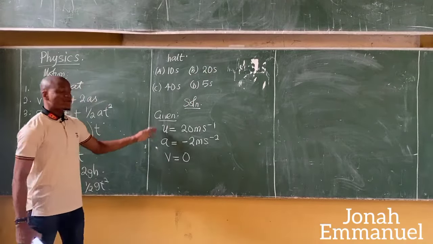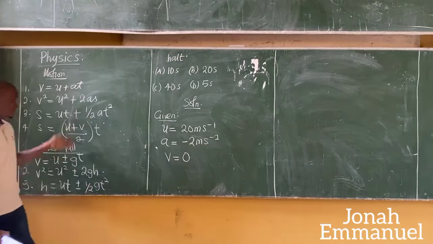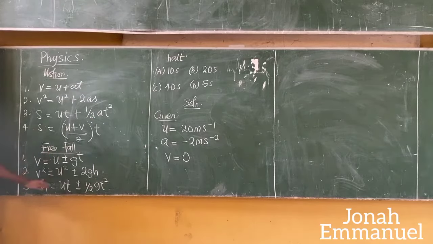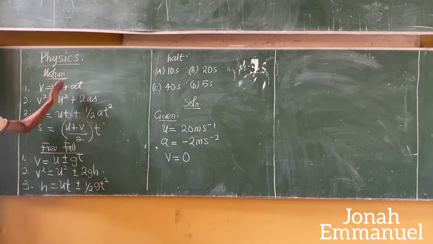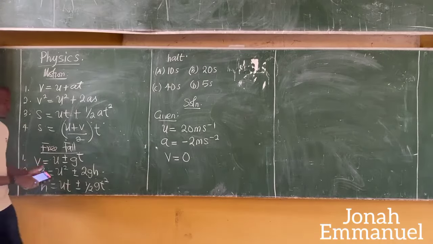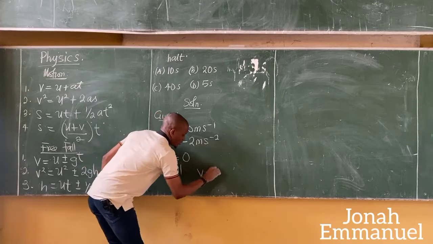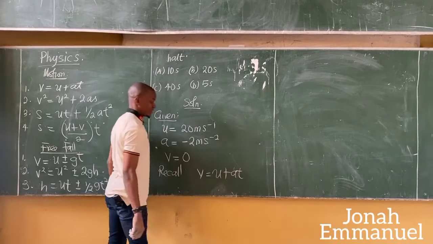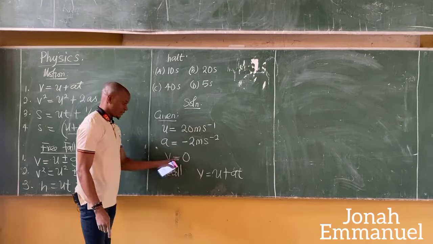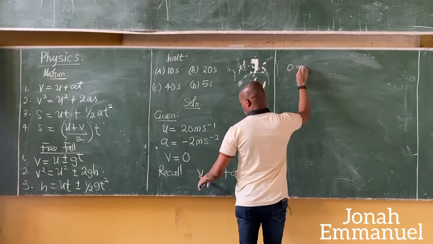So why you should list the parameters is that it gives you an idea of which equation to use. Here I'm seeing about 7 equations in total, 4 and 3. Which of these equations would suit this one? From here, recall that V is equal to U plus AT. Put in values. What's V? V is 0. So I have that 0 is equal to U.